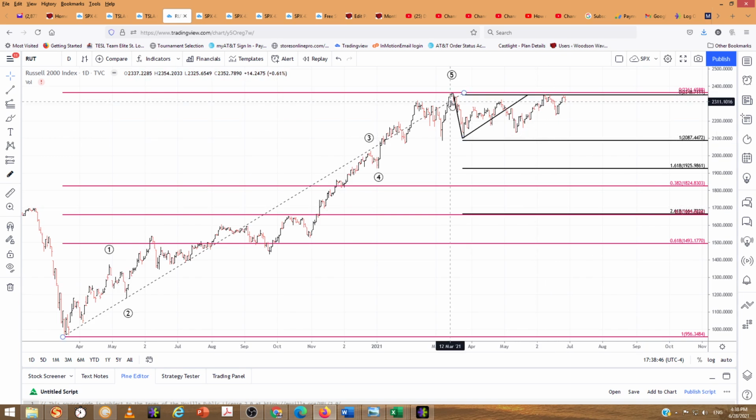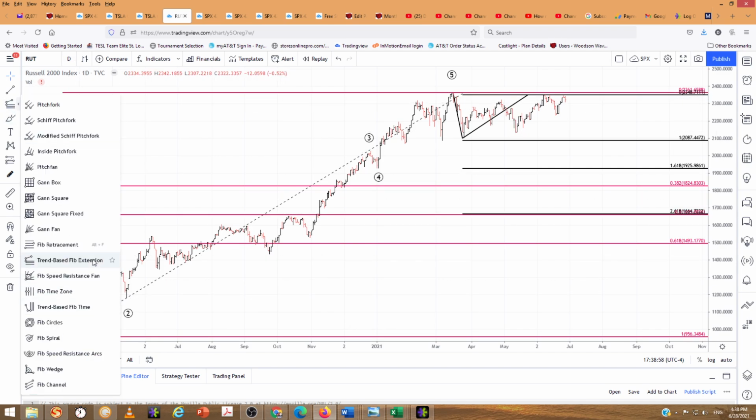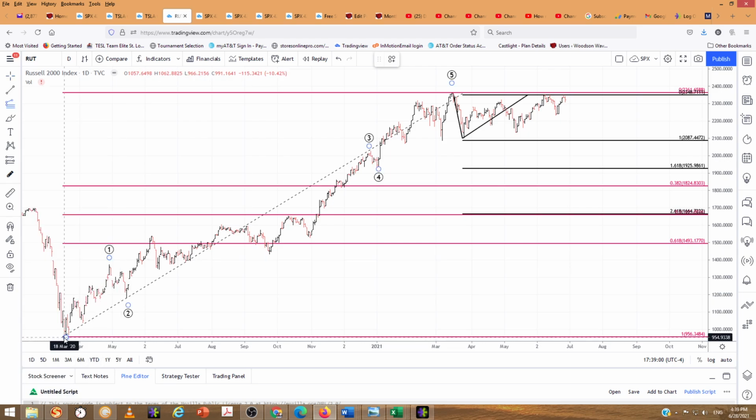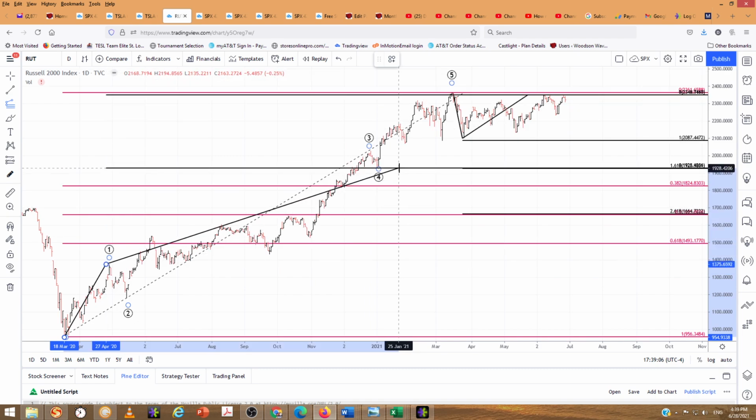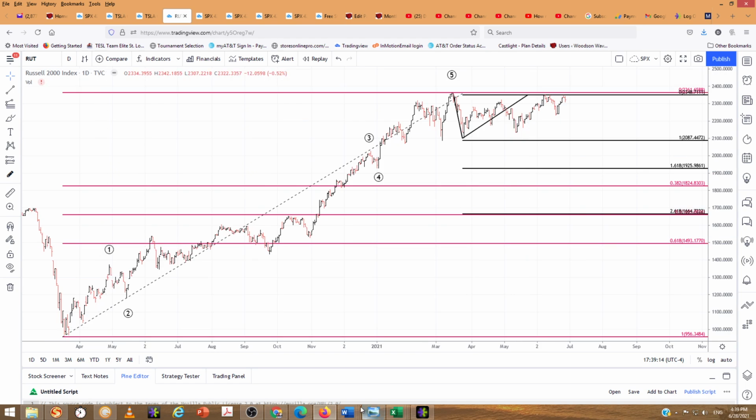Obviously, a break of the all-time high means 5 isn't here and it's going somewhere else, and we'll have to refigure that. Well, let's see what we got right now. Let's see what kind of extension we have on the Russell. Okay, we get a 4 about, yeah, that's right there. 5 equals 1 right there. So we'll see how that plays out. But that's our count in the Russell.